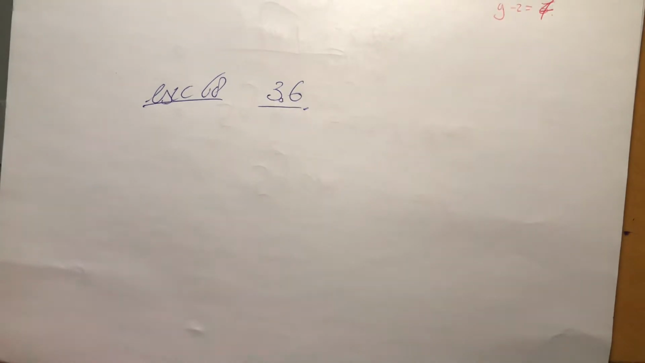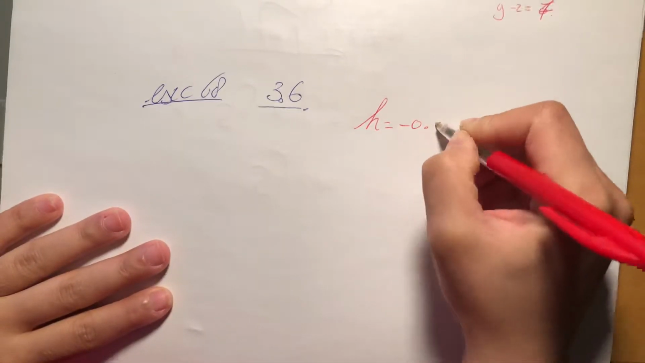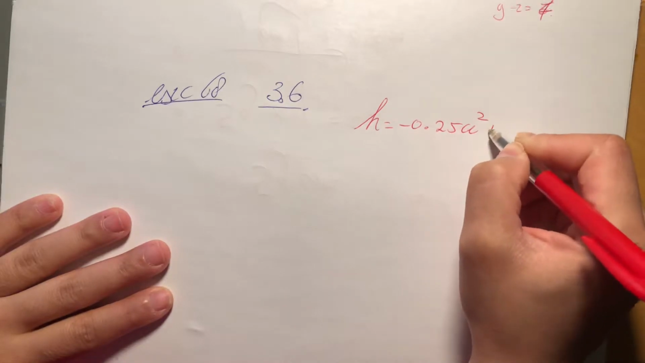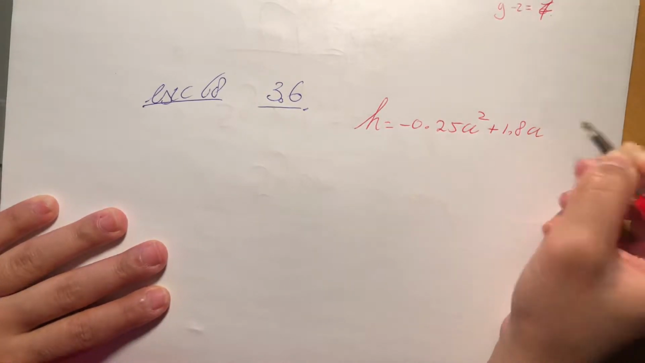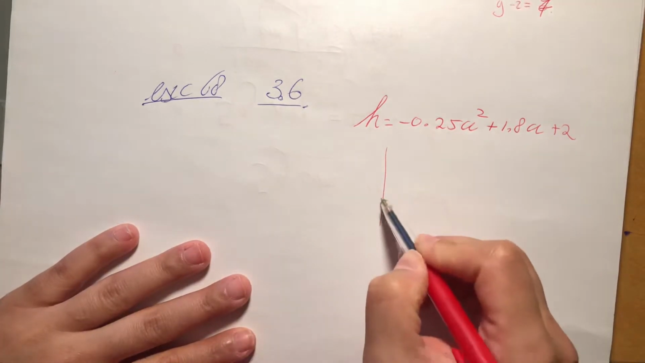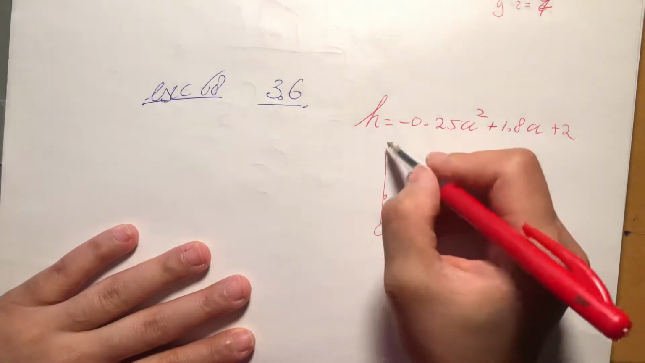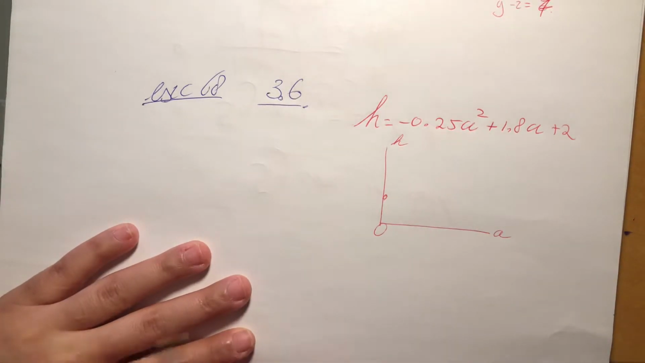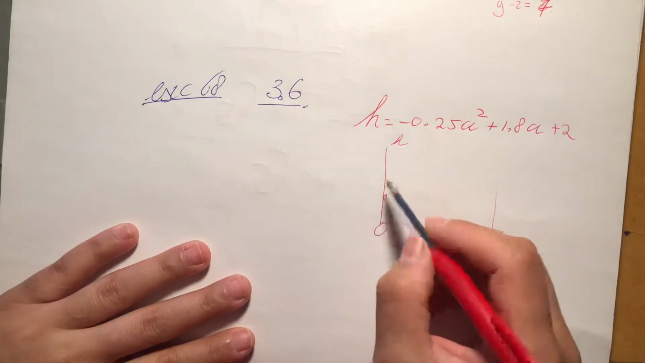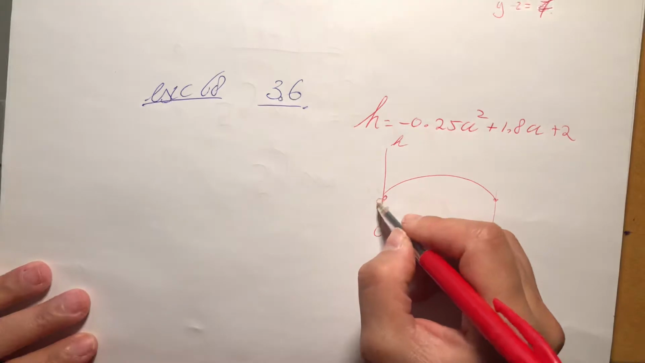So Tim plays basketball, and it shows that one of his successful free throws, the trajectory of the ball is described by the formula. Let's write down that formula. h is negative 0.25 a to the power of 2 plus 1.8 a plus 2. Then let's make a little sketch as well. He's standing over here, the origin. a is the x-axis, and this is the h, the height, or the y, and here it ends, and the ball is going like this, okay? And he is standing over here.